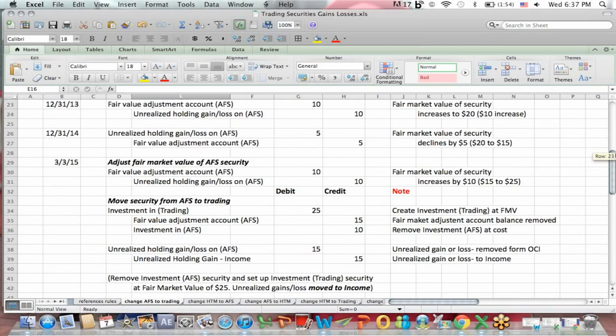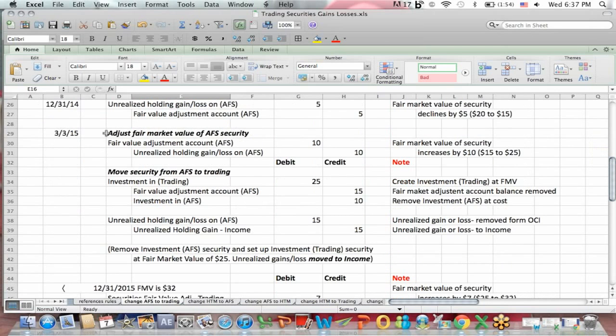I would suggest you do this in two pieces. The first piece is to bring the existing security, which is the available for sale security, and make all the adjustments to bring that security up to date, up to where it should be as of March 3rd. So the value of the security increased $10. Unrealized gain $10. Fair market value adjustment is debited. So now we've brought the AFS security up to date where it should be as of March 3rd.